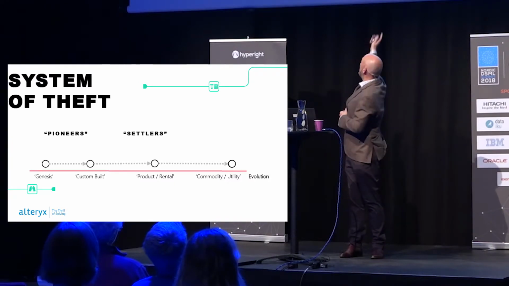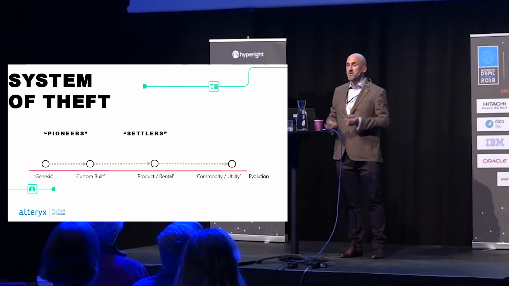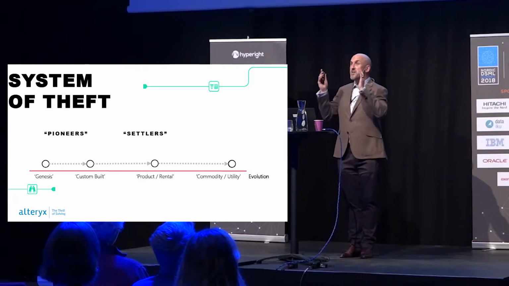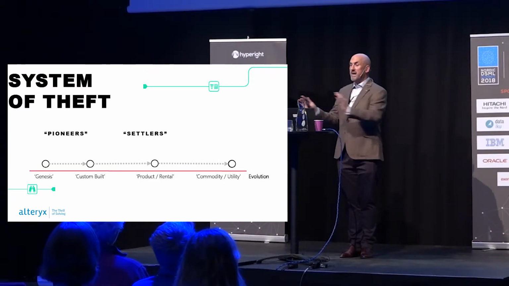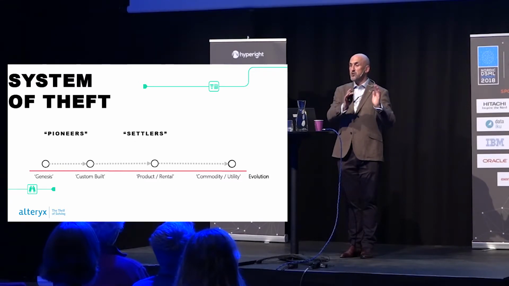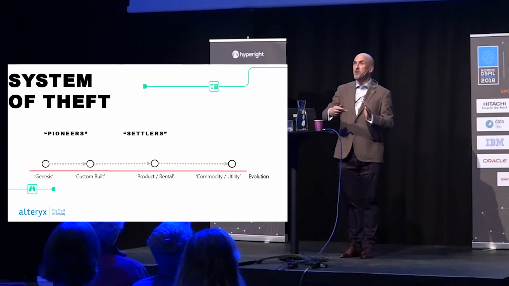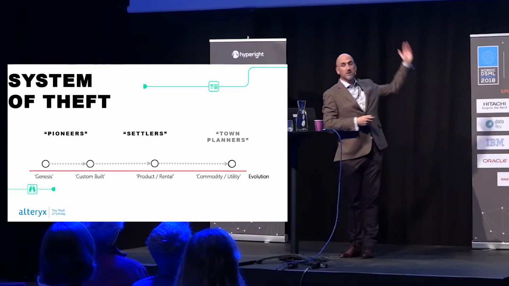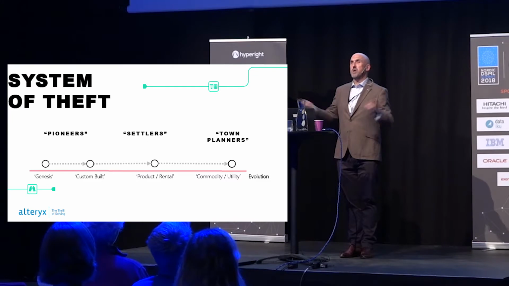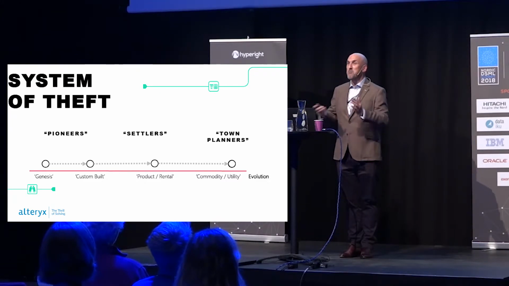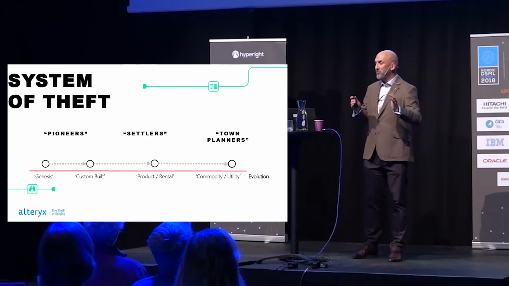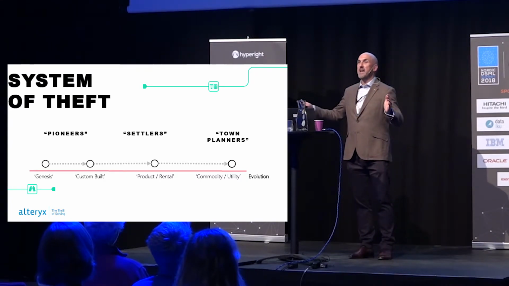Next, we move on to the middle space, custom building and products. We call these settlers. Settlers are also brilliant people. They can turn a half-baked prototype into something that's usable for a much larger audience. They make the future actually possible, and they make it happen. And then finally, to the right-hand side, we have what I'm going to call town planners. Town planners are also brilliant. They can take those products that your settlers have built, and they can deliver it to scale, deliver it on a global basis.